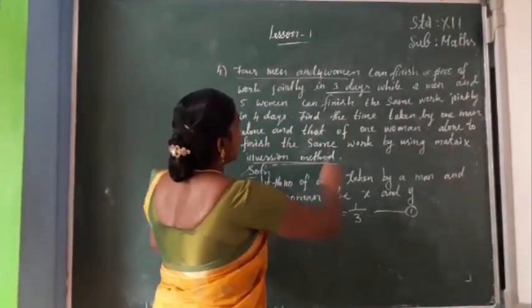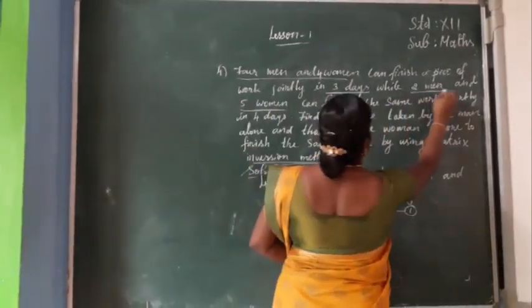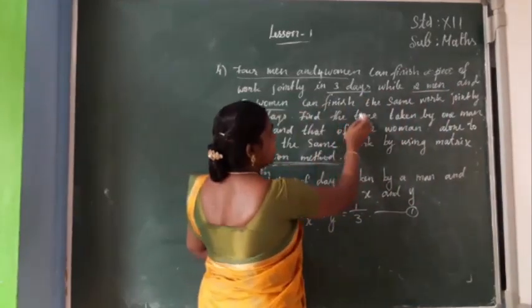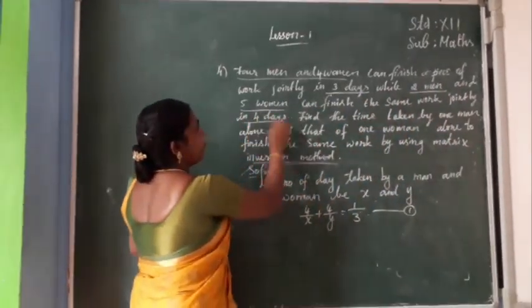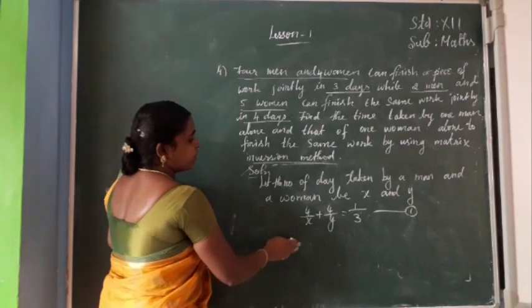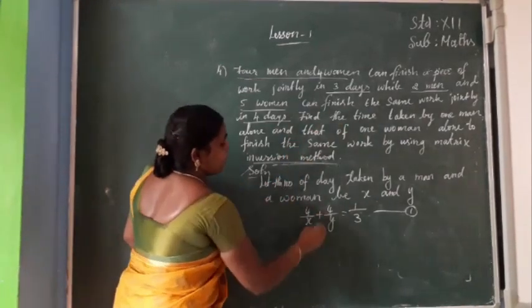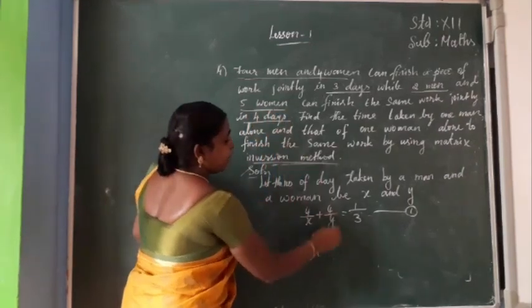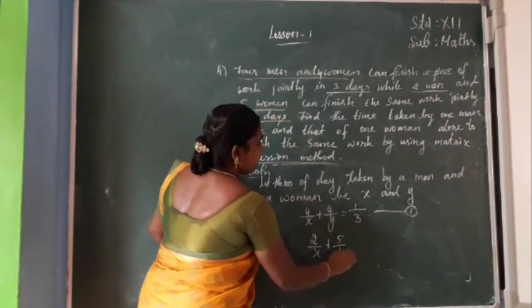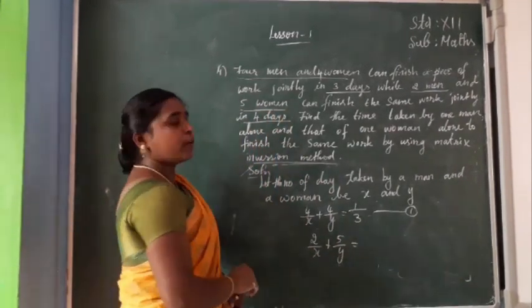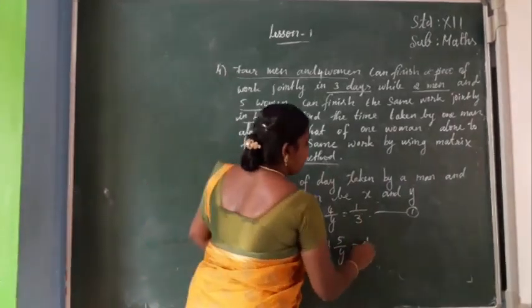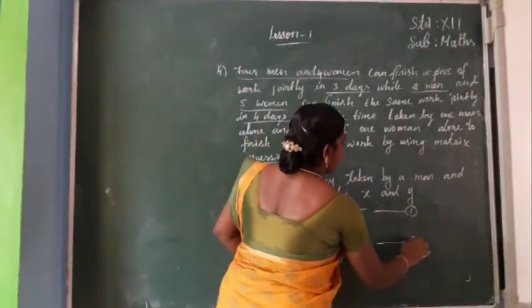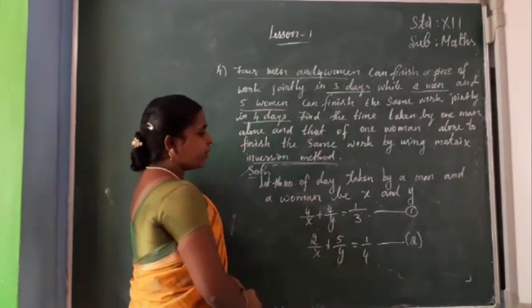Next, the second one. 2 men and 5 women can finish the same work in 4 days. So how can we write the second condition? 2 men means 2 by x, plus 5 women means 5 by y, equal to the total number of days 4, so 1 by 4. This is the second condition.